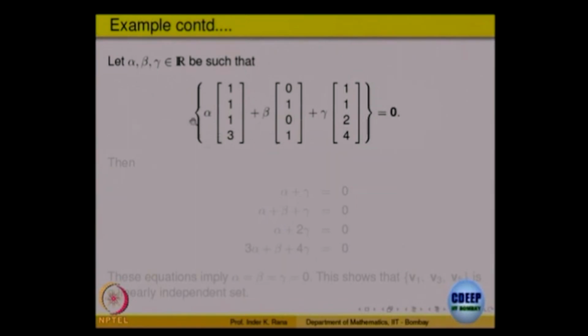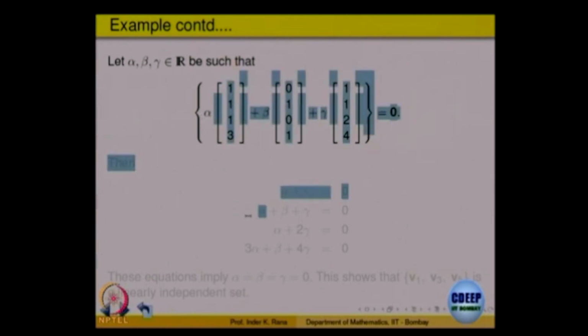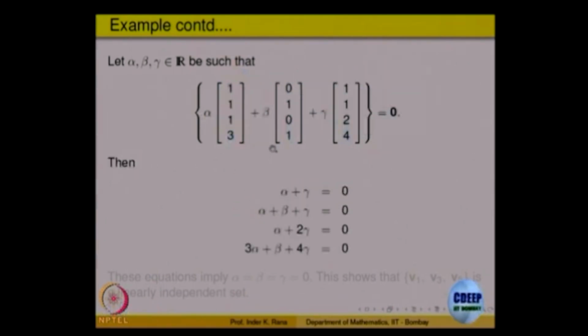So basically what you are saying, look at the linear combination of the three vectors, alpha times the first one plus beta times the second one and gamma times the third one equal to 0. What will it give me? Alpha into 1 plus beta into 0 plus gamma into 1. So the first equation is alpha plus gamma is equal to 0. So write down the equations, there is a system of equations now. So these are four equations in alpha, beta and gamma. Find out the solutions of this.